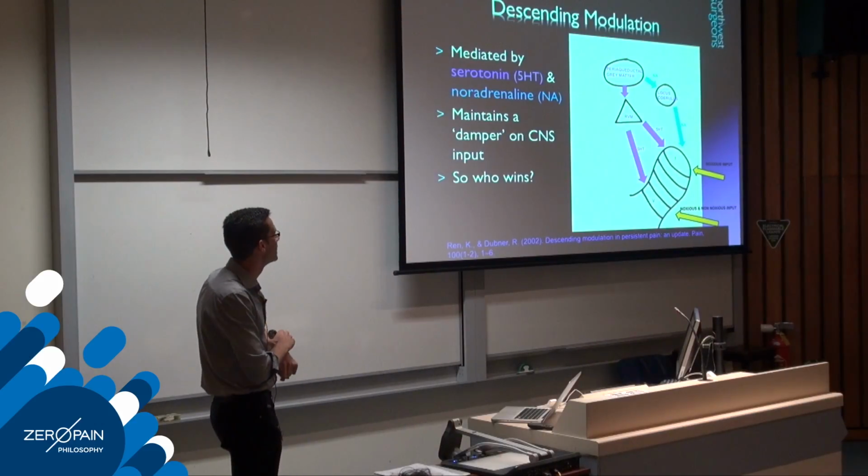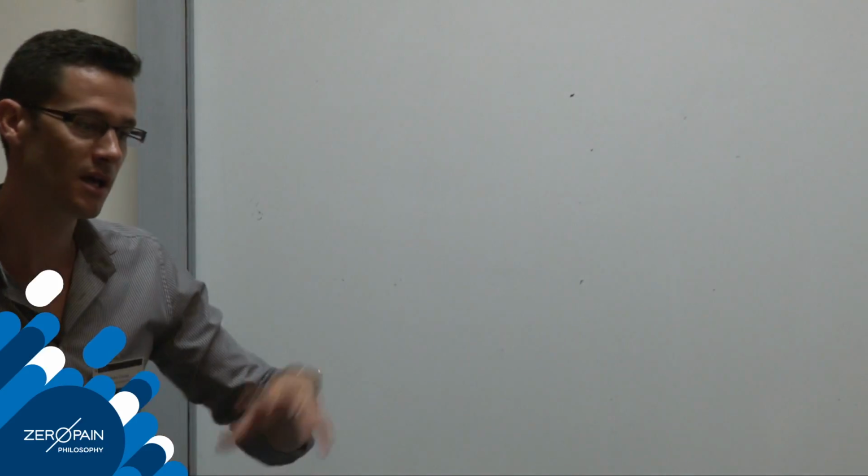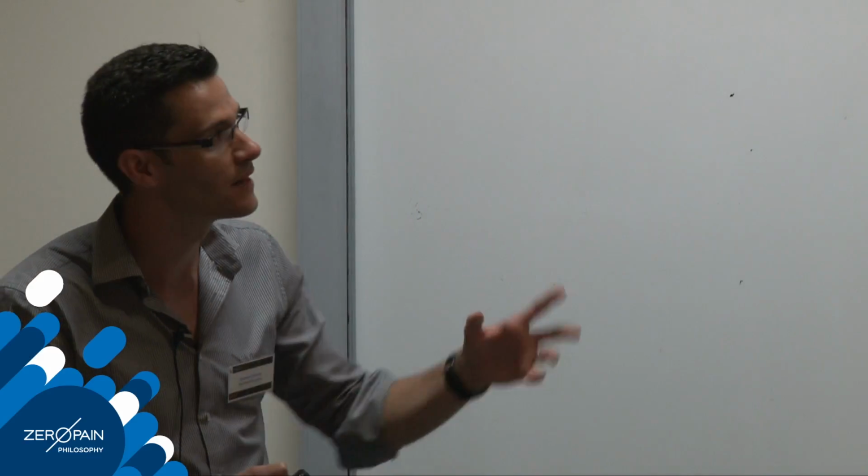So who wins? Do we see facilitation or do we see inhibition? We're not quite sure. What we do know is that early on in inflammation, an inhibitory effect predominates, but we don't yet know what happens in neuropathic pain. You can imagine that the facilitation is activated in neuropathic pain, and that's got to be, when we're talking about future drug targets, this system is really a target for future drug use.